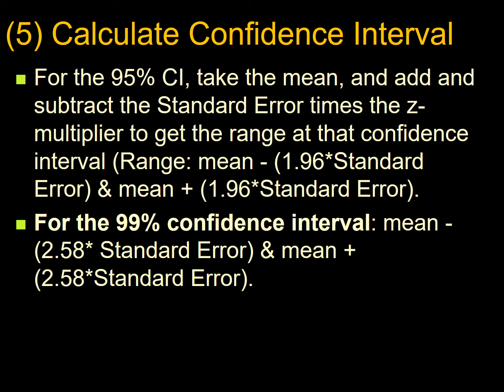So to calculate the confidence interval, we take the mean and add and subtract the standard error times the z multiplier to get the range at that confidence interval. So the range is equal to the mean minus 1.96 times the standard error, and the mean plus 1.96 times the standard error. That's for the 95% confidence interval. For the 99% confidence interval, it's going to be the mean minus 2.58 times the standard error, and the mean plus 2.58 times the standard error.